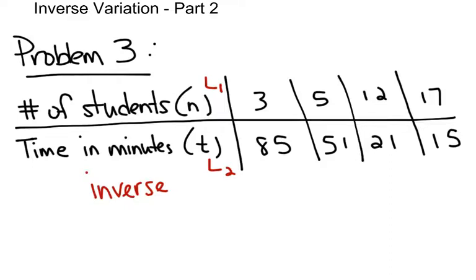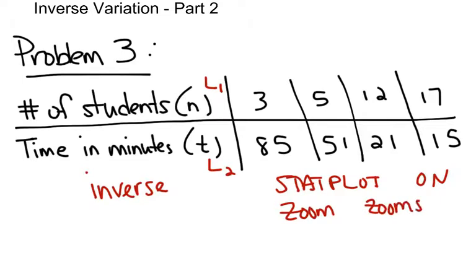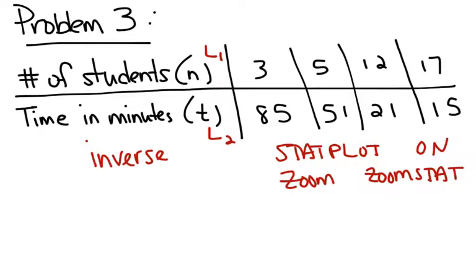Remember, in order to do a stat plot, you need to make sure that stat plot is on. That's under second y equals. And then go to zoom and find zoom stat. And you should get a graph that looks similar in shape to this. And that graph seems to suggest inverse variation. All right, so we've decided this is probably going to be inverse variation.